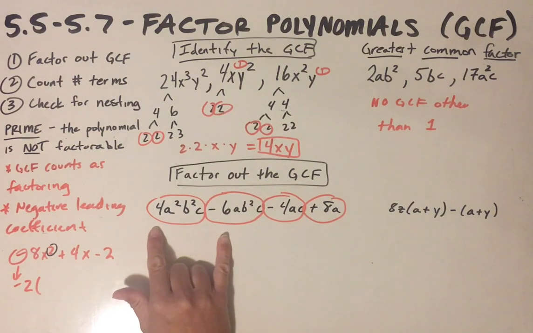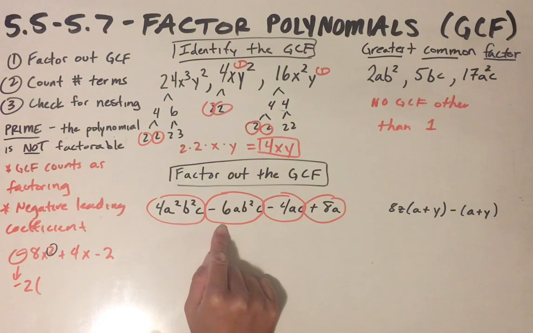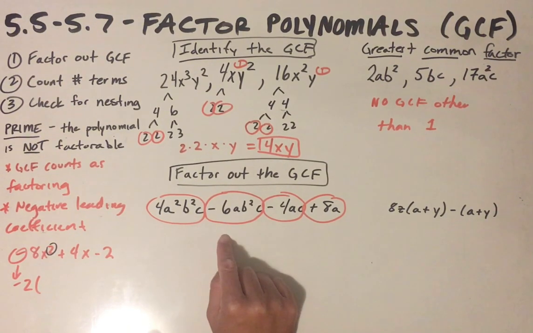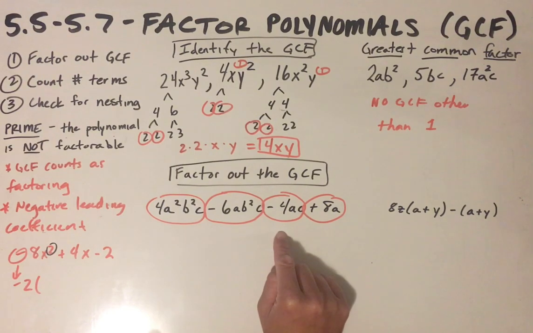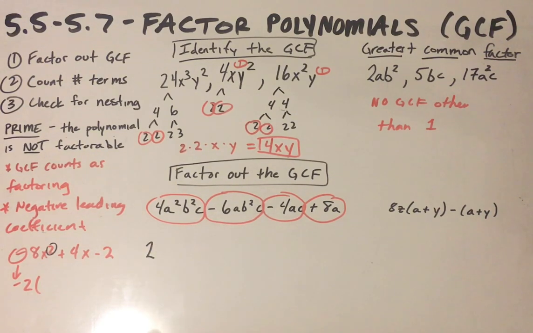Because 4 and 6 aren't any further than 2 apart, they can't have 8 in common. Like I can't divide 6 by 8 and come out evenly. But I could divide 4 by 2 and get 2. I can divide 6 by 2 and get 3. I can divide 4 by 2 and get 2, and 8 by 2 and get 4. So the GCF here is going to be 2 for my constant.